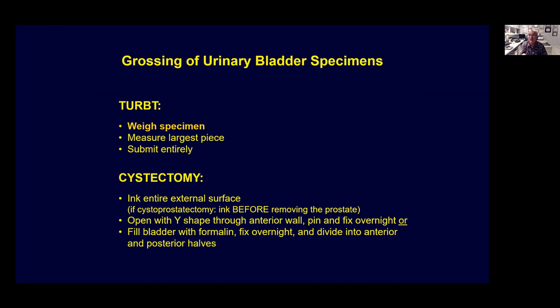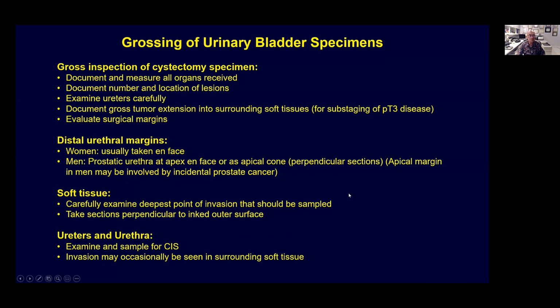You can put either a Foley catheter and perfuse the inside of the bladder with formalin, so you are sure that the inside is being fixed, or the easiest way is just to do the Y-shaped section, put it on a cork or in a board, and then fix it in that way, so that the inside and outside can be fixed properly.